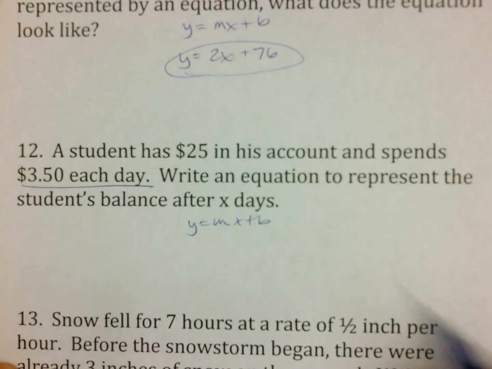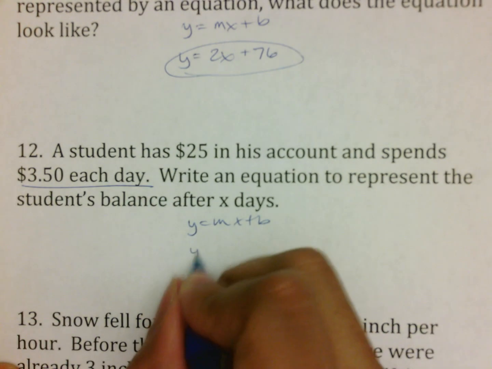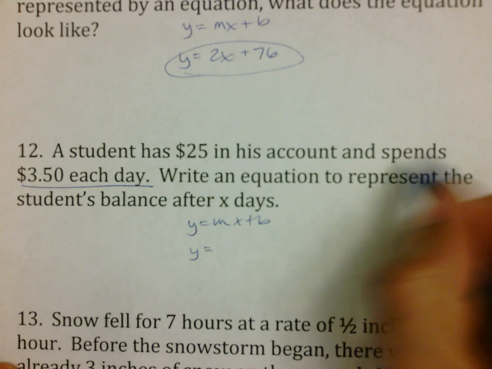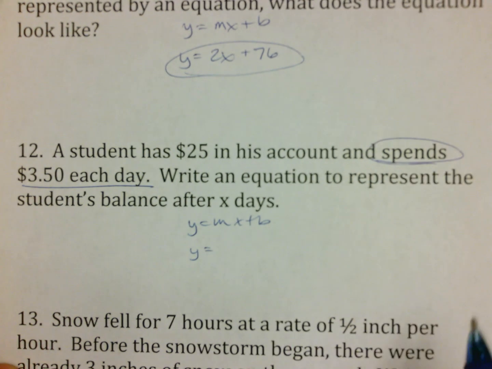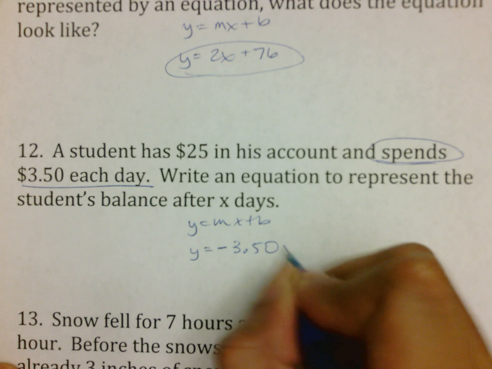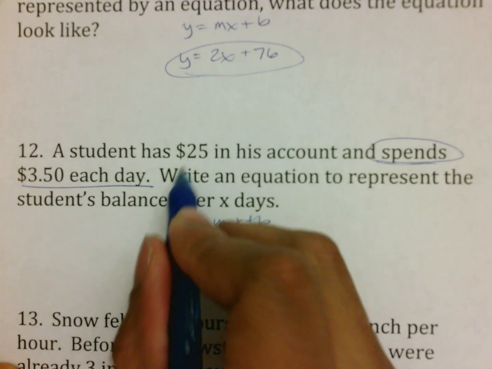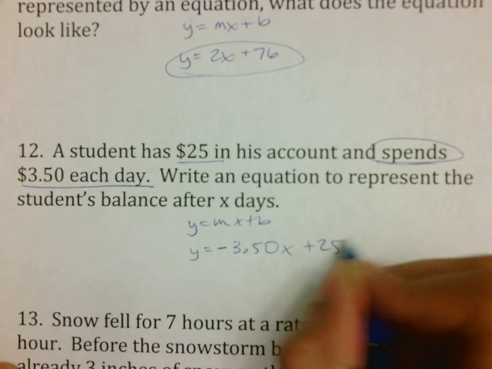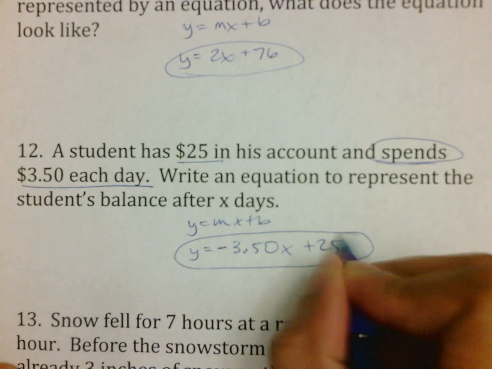Looking at this word, $3.50 each day, means obviously that that's your slope, but again, you must be careful because they are spending $3.50 each day. So they're not putting $3.50 each day in the account, they're actually taking $3.50 each day, which tells me that my slope should be negative. So negative 3.50x, and then 25 is your starting point because that's already what's in that account.